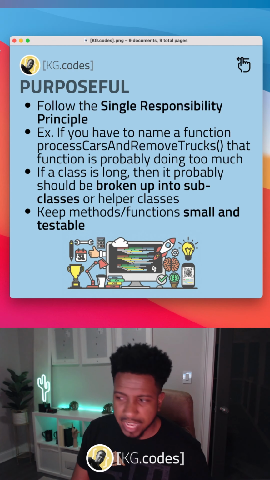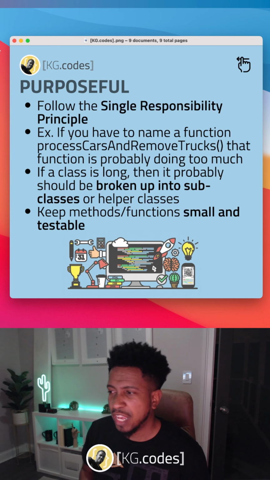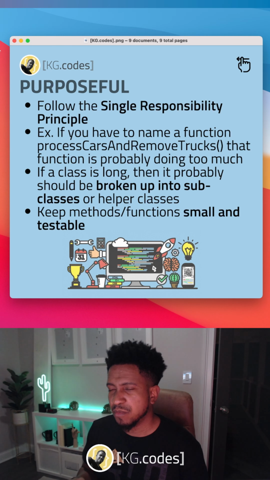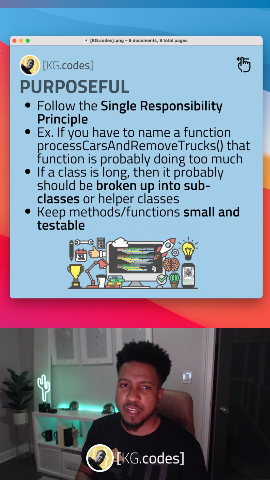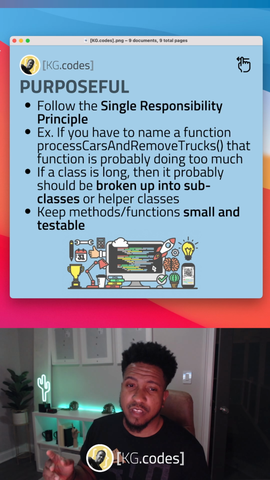And that goes for classes, that goes for variables, anything that you're kind of building up these long names with that have multiple purposes to them. You want to try to get down to everything having a single purpose, a single responsibility. So keep your functions small and testable.